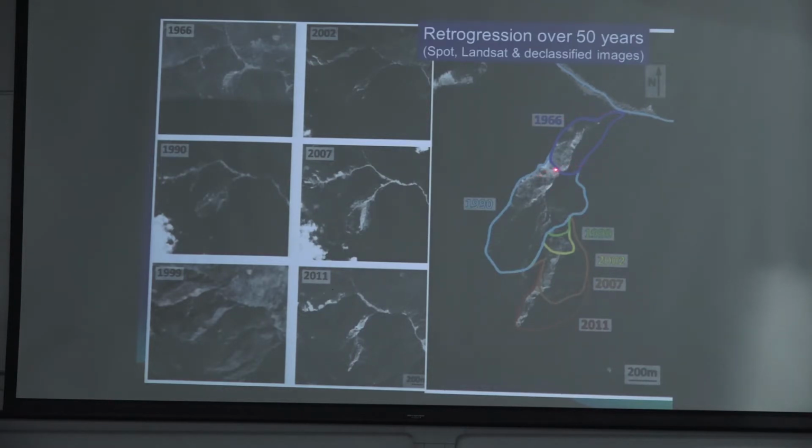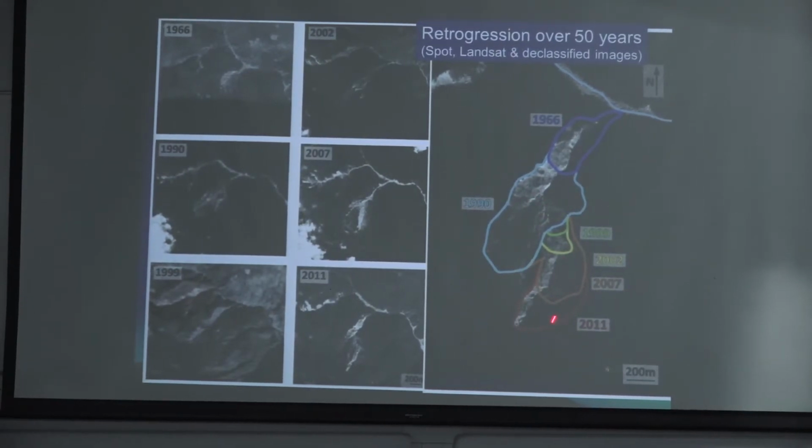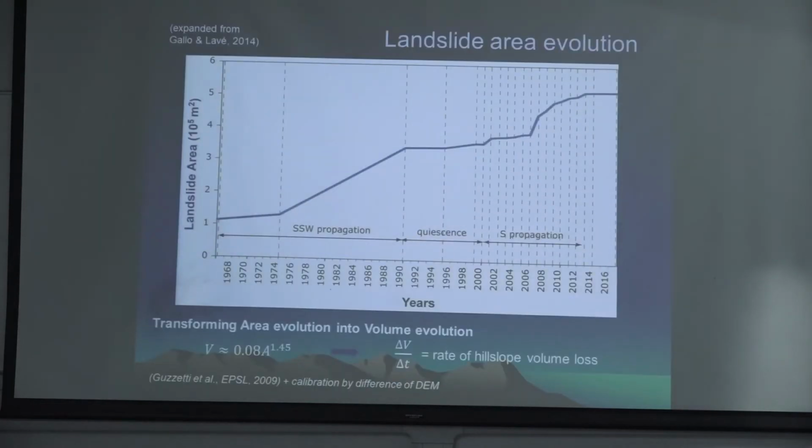So in 66, it rapidly developed into the 90s in that way. During 10 years, it was a quiet period, and then erosion reinitiated at the beginning of the 2000s and developed toward a more southern branch. And today there are more fractures that will probably collapse in the next few decades. So we can track the evolution of the area. It has been expanding continuously through time.